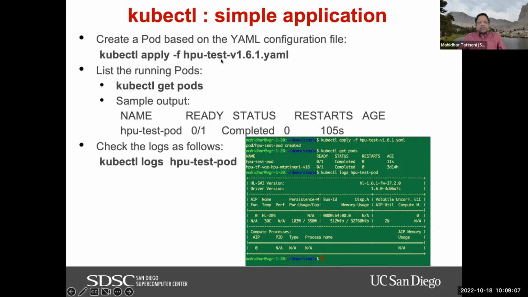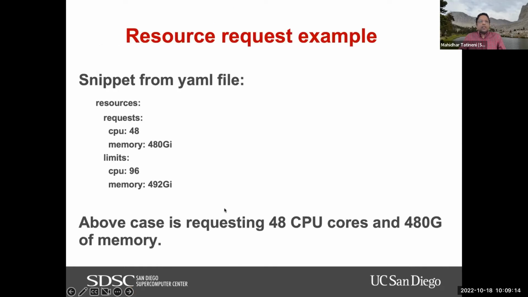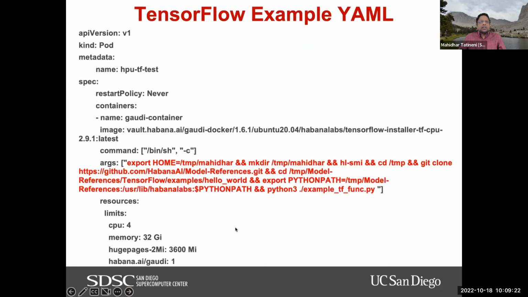We also looked at this. I just showed you the output, so I'm going to skip this part. And we saw the resource request, right? You can request the CPU and memory that you need. That's all done. So now we get to an example where we are actually doing something.